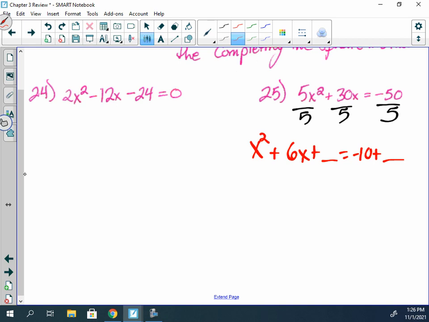Completing the square is one of the few methods where we won't have the equation equal to 0. We actually have something on the other side. Any questions on this here?